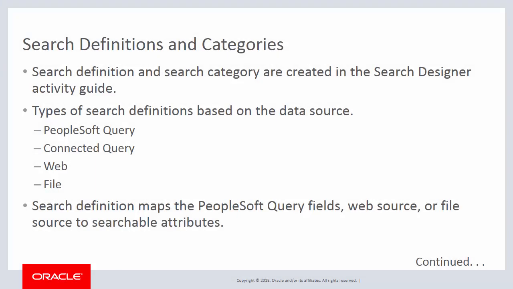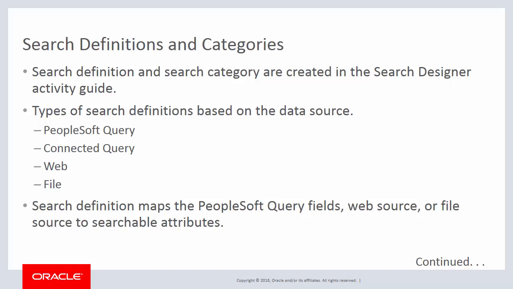You use the Search Designer Activity Guide to create search definitions and categories. If you have used SES before, please note that the steps to create search definitions and categories are the same. PeopleSoft enables you to create 4 types of search definitions based on the data source: PeopleSoft Query, Connected Query, Web, and File.